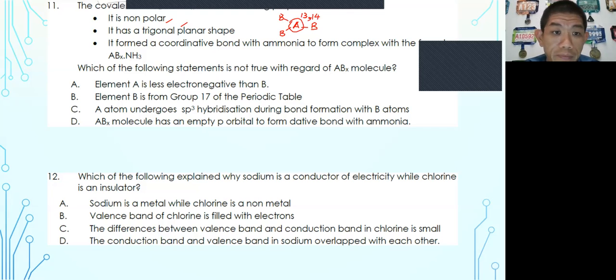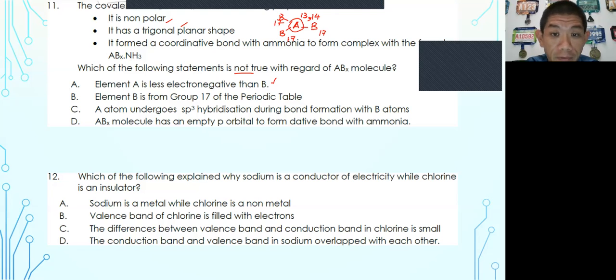We are looking for not true again, so be careful. A, element A is less electronegative than B. Now this is always correct because usually B here can be group 17. So the statement that element A is less electronegative than B is true. So A is not the answer.